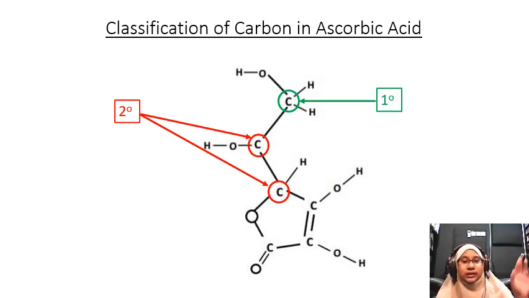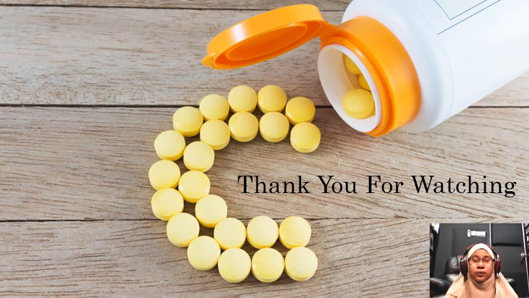Now the two other ones circled in red are considered a secondary carbon because they're attached to two other carbons. That will be all from me.